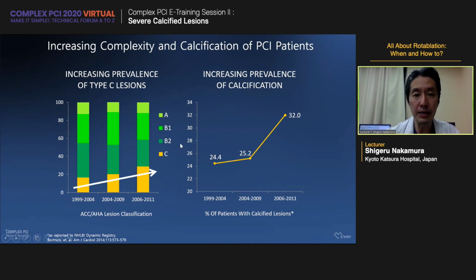Recently, with increasing complexity and calcification in PCI patients, in the beginning of the PCI era the type C lesion was less than 20%, but recently we are expanding the indication, so type C lesions have increased. As for calcification, in the beginning of the PCI era it was 24%, just before the Cypher 25%, but now 32% of lesions have calcium.